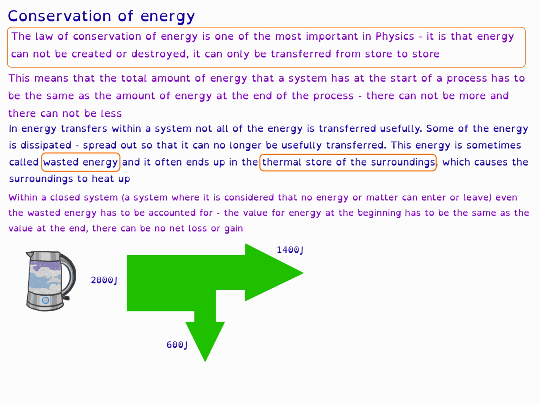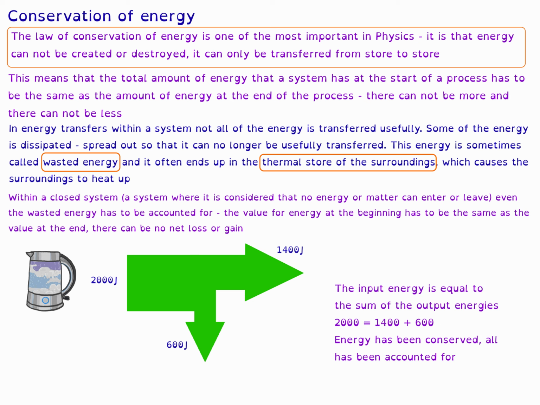So we can see on our energy diagram here, the input energy is equal to the sum of the output energies. So 2000 joules is our input energy, our useful output is 1400 joules, and our wasted energy from the kettle, and this heats up the surroundings, is 600 joules. 1400 plus 600 gives us 2000, so energy has been conserved, all of the energy has been accounted for.